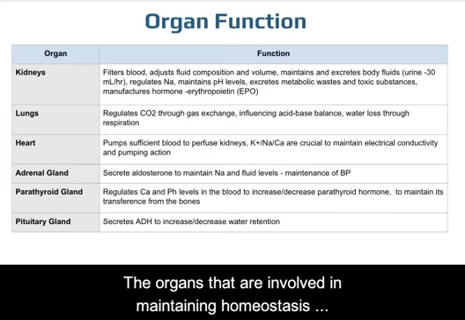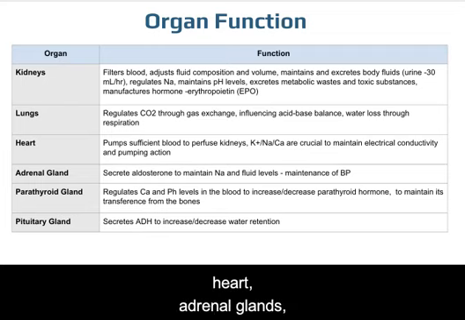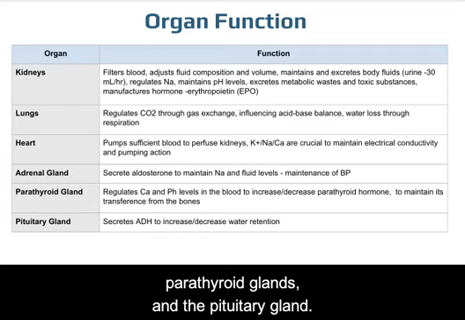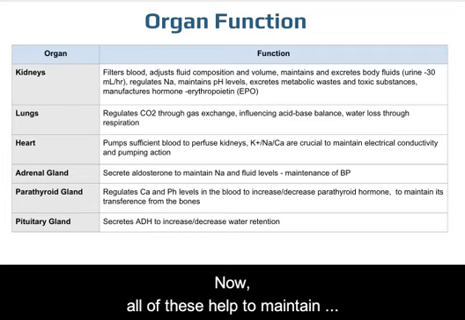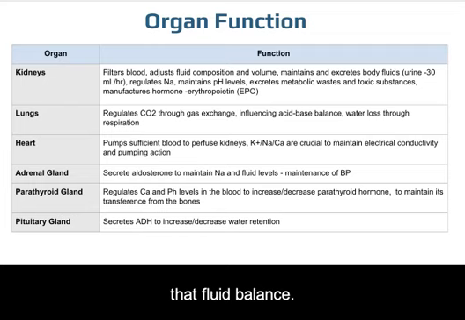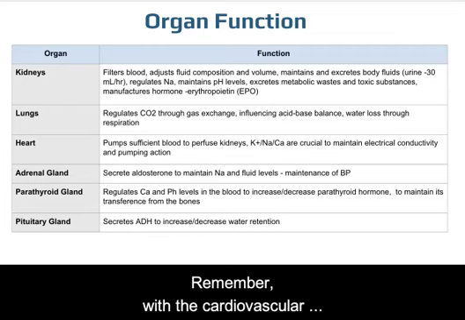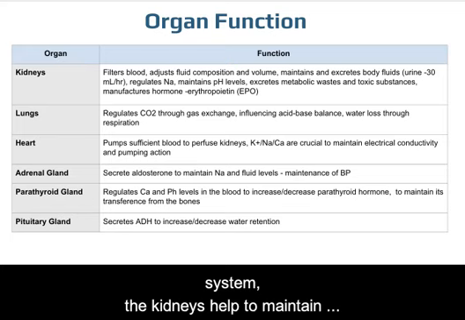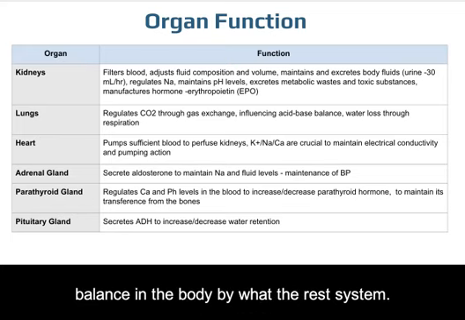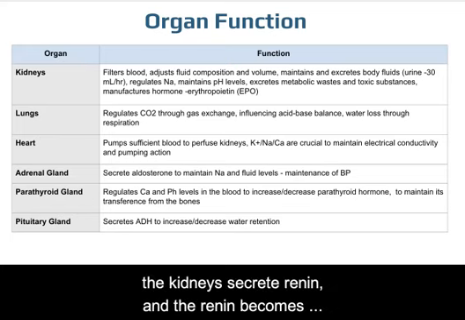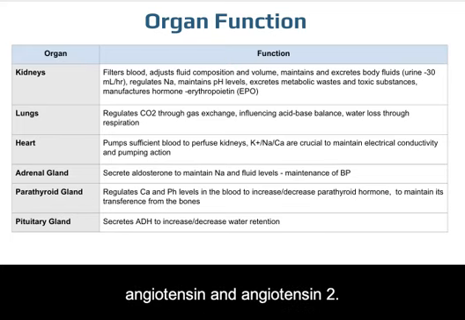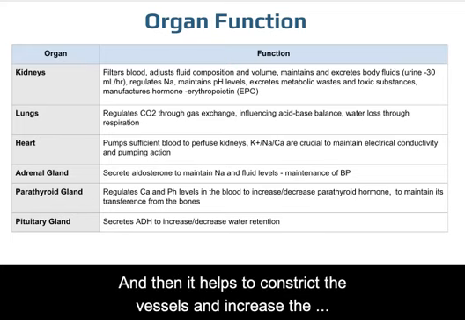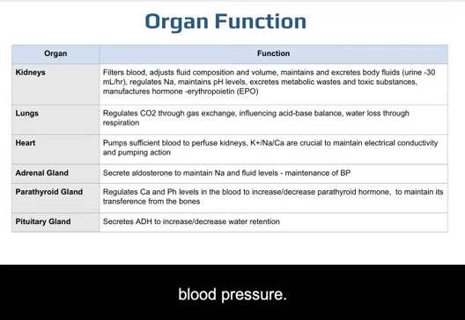The organs that are involved in maintaining homeostasis are the kidneys, lungs, heart, adrenal glands, parathyroid glands, and the pituitary gland. All of these help to maintain that fluid balance. Remember, with the cardiovascular system, the kidneys help to maintain balance in the body by the RAS system, right? When the blood pressure is too low, the kidneys secrete renin, and the renin becomes angiotensin, then angiotensin 2, and then it helps to constrict the vessels and increase the blood pressure.